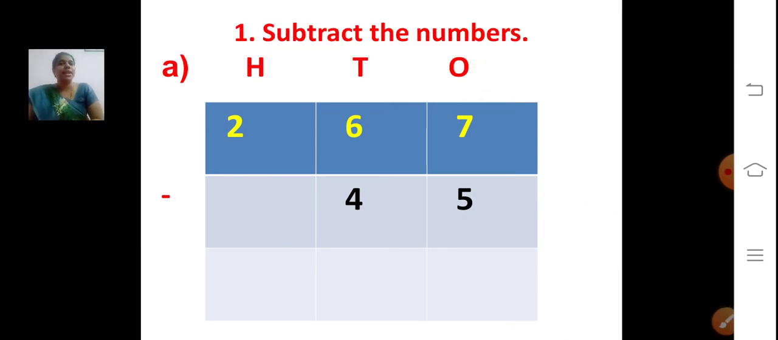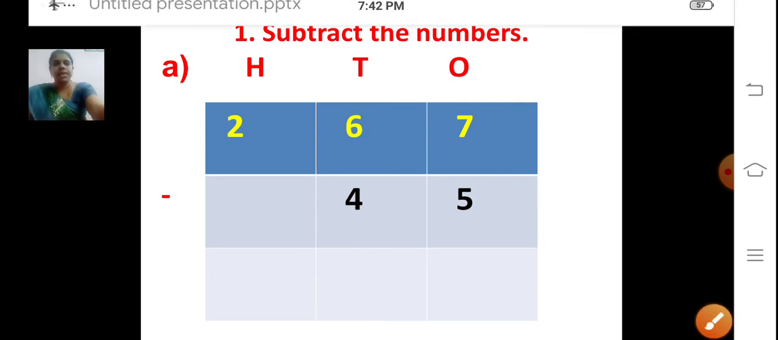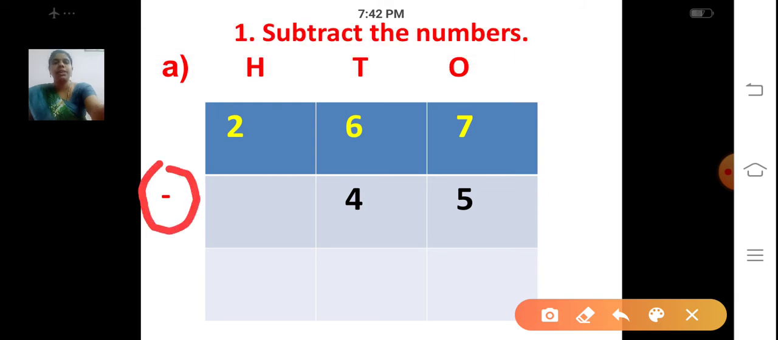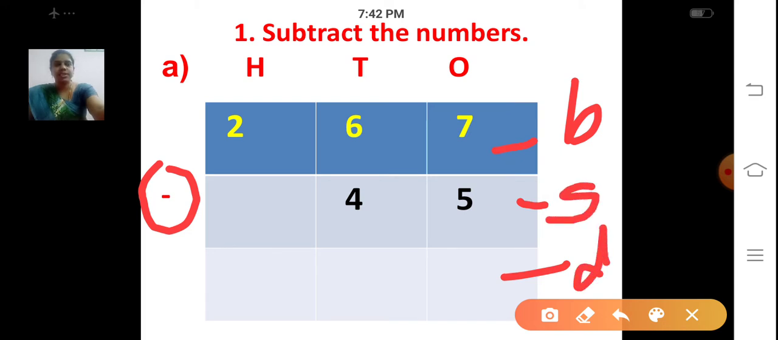So first one, subtract the numbers. So we are going to subtract 267 minus 45. 267 is the bigger number and 45 is the smaller number, and we are going to find the symbol used for subtraction. Minus symbol, right? What symbol will we use for subtraction? Minus symbol. The answer we get, we call it the difference. When you subtract the two numbers, the answer we get is called the difference.